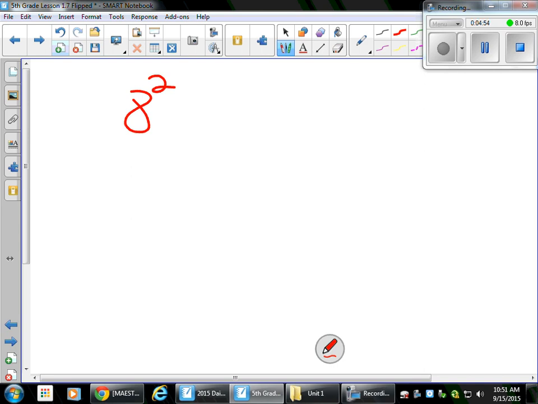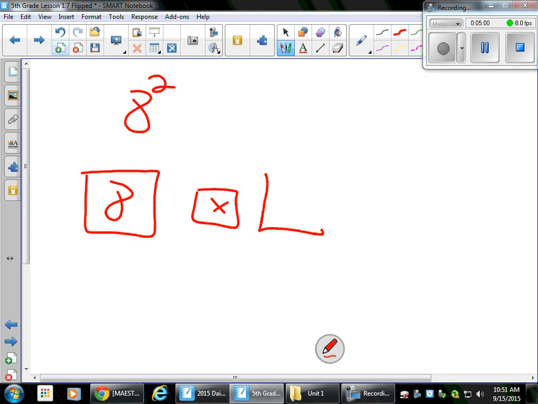8 squared, I'm going to type in 8. I'm going to type the multiplication symbol. I'm going to type key 8 again, and then the enter symbol. That's one way of solving it. That will give you 64.